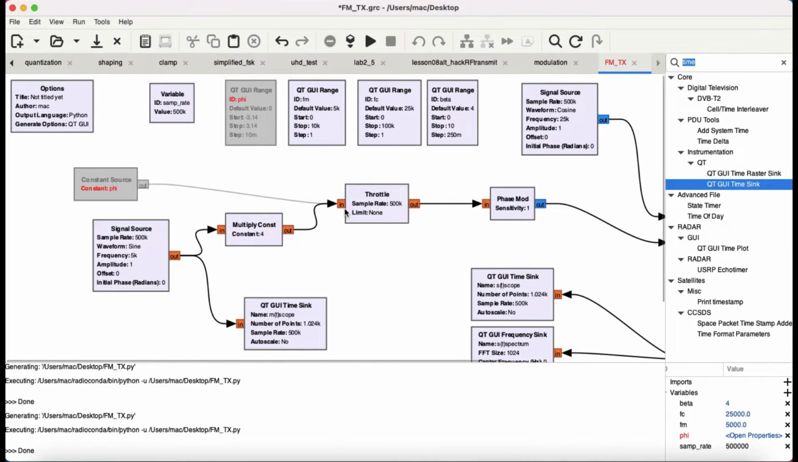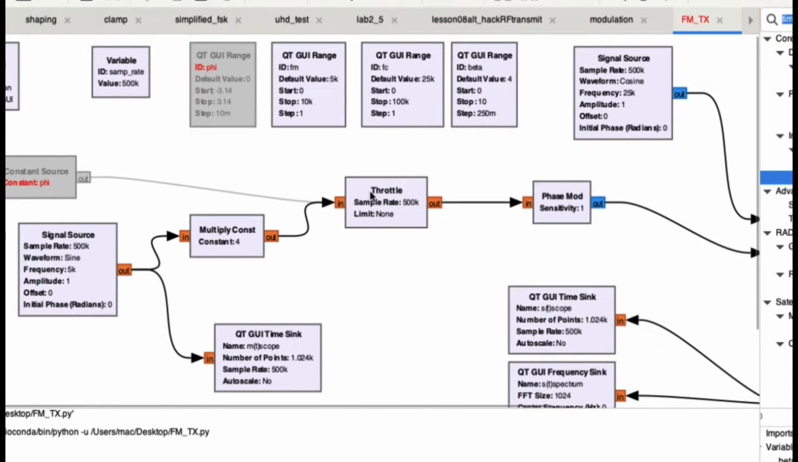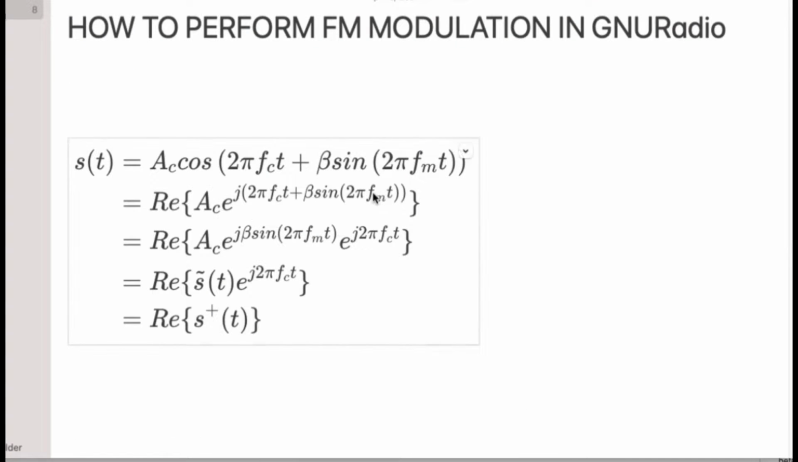Now, every time you're not connecting a hardware device to your GNU Radio flow graph, you have to put a throttle block. That's all you need to remember. If you're not connecting a USRP or any type of SDR device, you need to connect a throttle block. That's all you need to know.